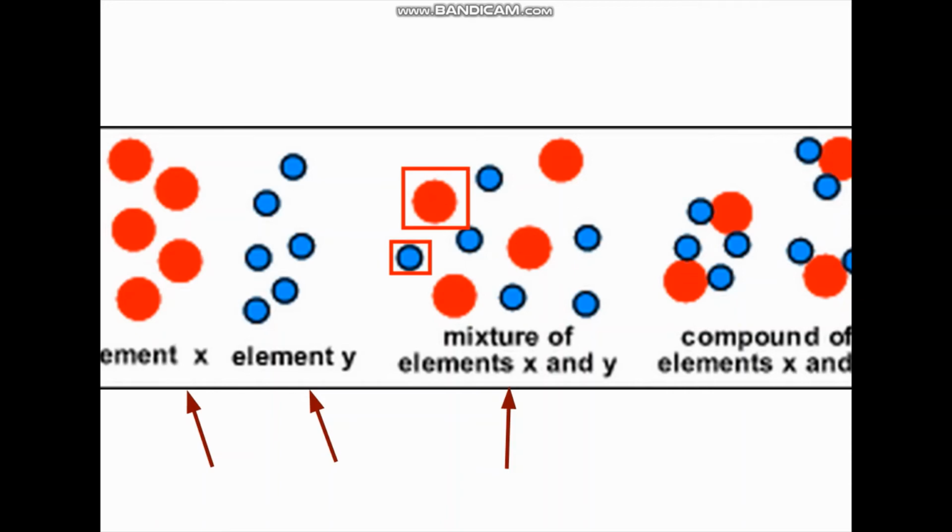So in this case, the properties of element X and element Y would be retained in this mixture. And in the compound, like we learned, they have combined in a specific ratio, that is 1 element X to 2 element Y. In this case, they would have formed different chemical properties and this is a compound.